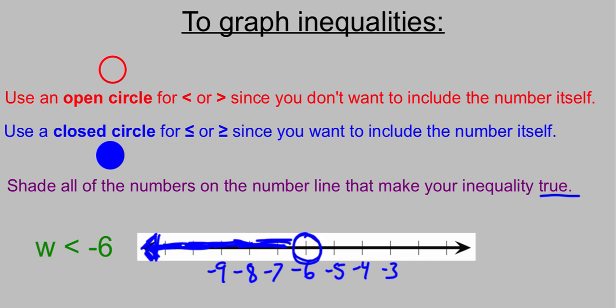And then we always do a quick check, meaning taking any number over here that we tried, so say -9, and plugging it back in. So we put it in place of W. -9 is less than -6. Is it true that -9 is less than -6? In this case, that's true. So we know we shaded in the correct side. If you ever plug in a number and it doesn't make a true statement, that just means we shaded the wrong side and we need to go back and fix it.